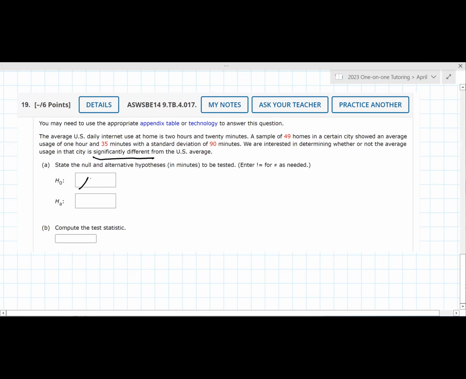The null and alternative hypotheses are always going to have a mu until otherwise stated. The claim here is that it's different. Different means not equal to. So that's going to go down here in the A.